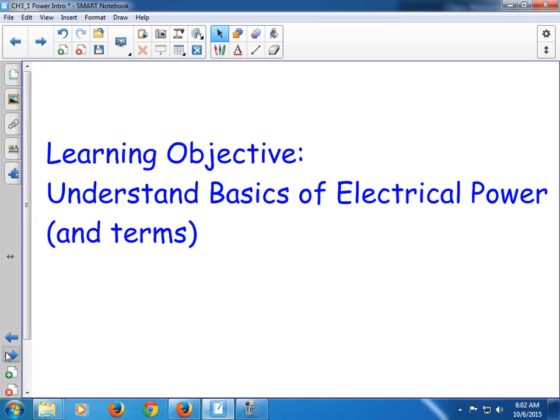Okay, so now we're going to move on to electricity and electrical power. Make sure we understand the basics of electrical power, because in order to do some of the stuff that we're going to do in this chapter, specifically computing power supply voltages and wattages, we have to understand what those terms mean.